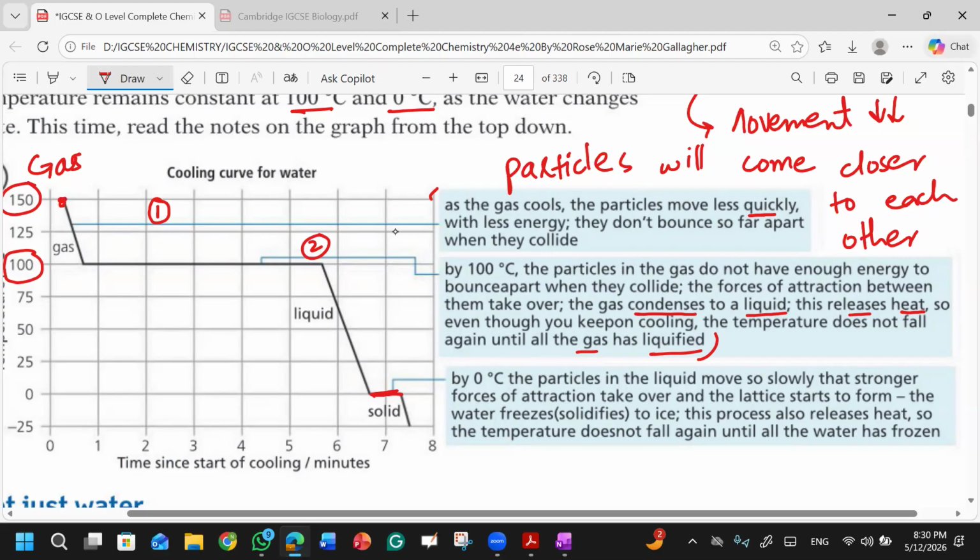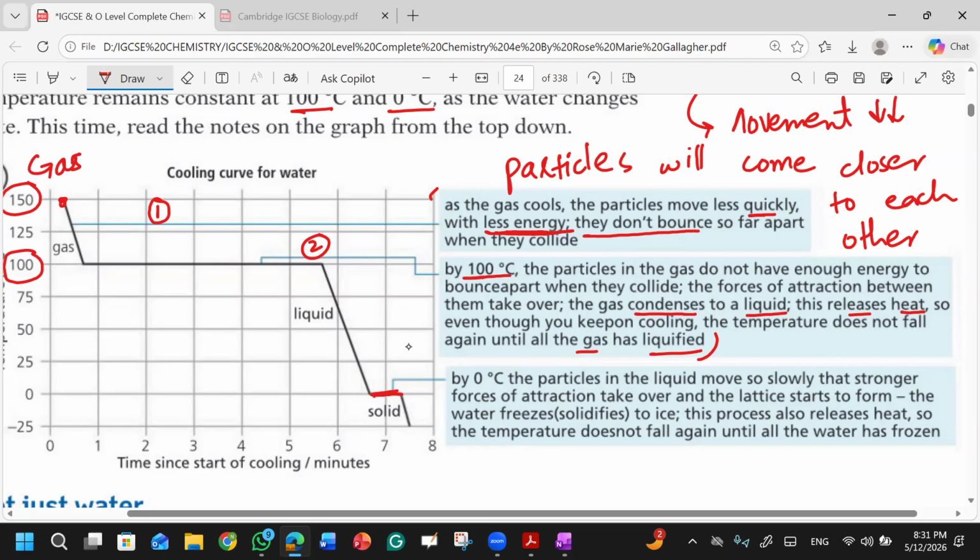Initially the gas, when the gas cools down, what happens? The particles' movement decreases. Why will the particles' motion be less? Because they have less kinetic energy. And then they don't bounce far apart. Okay, then what happens at 100 degrees?